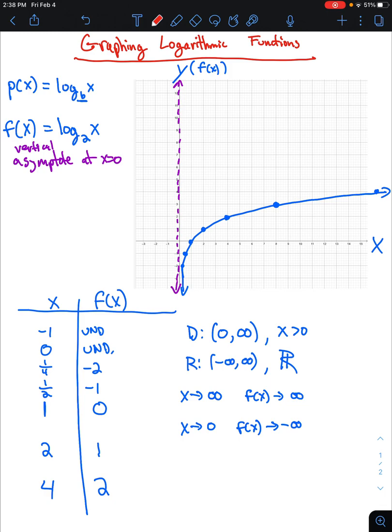Okay, so those are some of the key features of logarithmic functions. That's how we would go about graphing them. They have vertical asymptotes, and in the parent function, that vertical asymptote is at x equals 0.